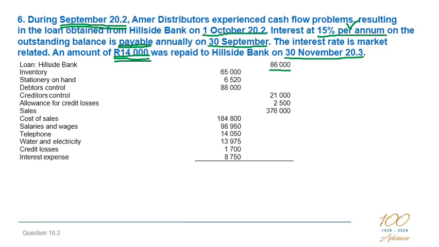If I want to calculate the interest expense now, I cannot start with the 86,000 at the start of the year because I owed them the 86,000 plus the 14, which will give me the 100,000. So I owed them 100,000 at 15% for 9 months. That is counting from the start of the year, so from the 1st of March until the 30th of November when I made my payment.